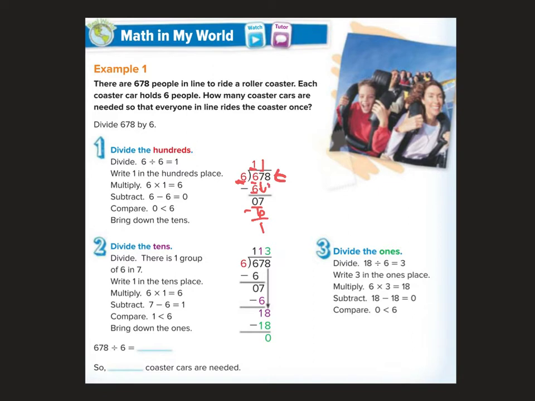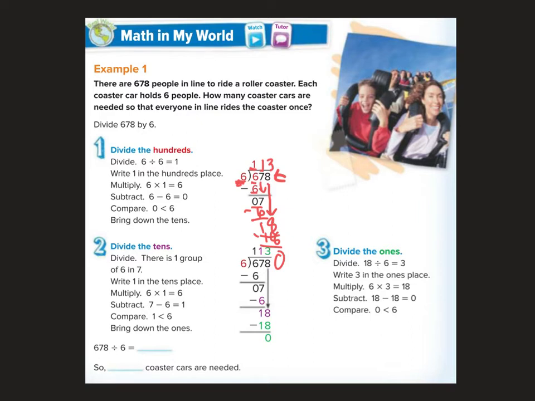This is where it gets different. Bring it on down. Right? We just keep bringing it on down until we don't have anything to bring on down. And bring it on down and bring it on back. Divide. 18 divided by 6 is 3. Multiply. 6 times 3 is 18. And subtract. There's nothing else to bring down, so we are done. 113 is our quotient for this division problem.